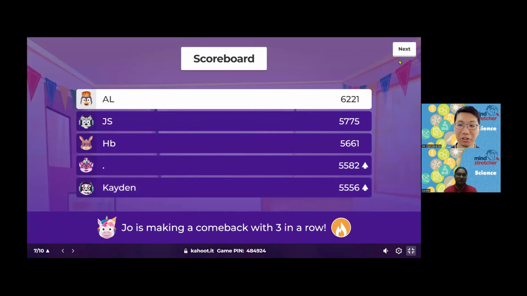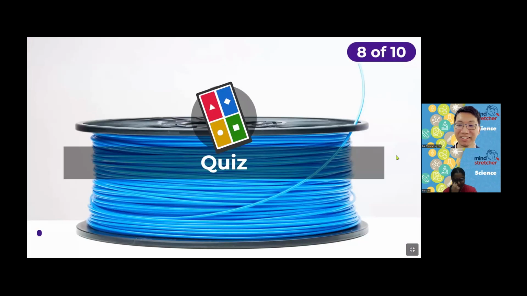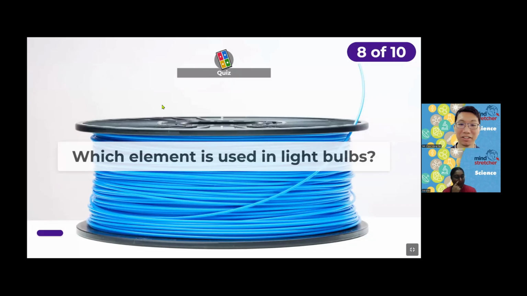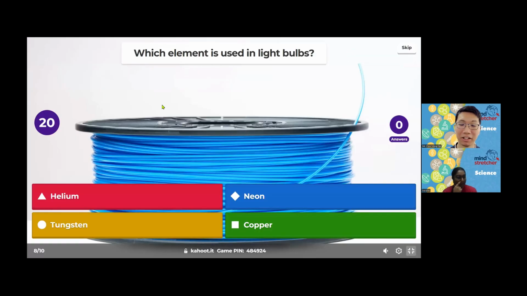Oh, AI is still at the top. Looks like AI is winning, so make sure you get full marks. Okay, this is the last 8 out of 10 question. So three more.